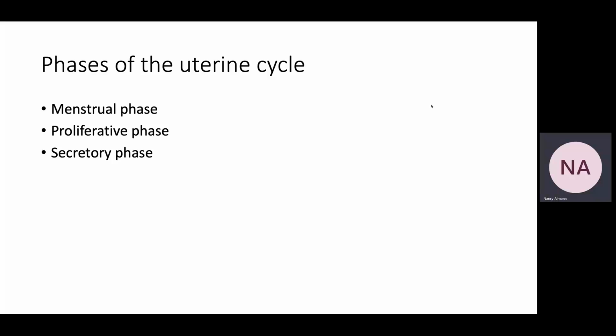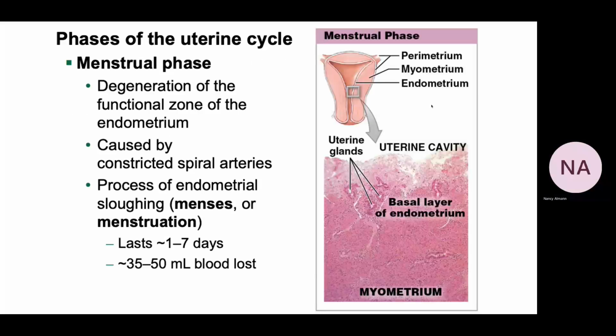Those are the 3 phases, and let's talk about each. The menstrual phase is actually the degeneration and breakdown of the functional zone of the endometrium. The spiral arteries that are in the endometrium will constrict, and you will slough off that endometrium. And that is specifically menses, or menstruation.